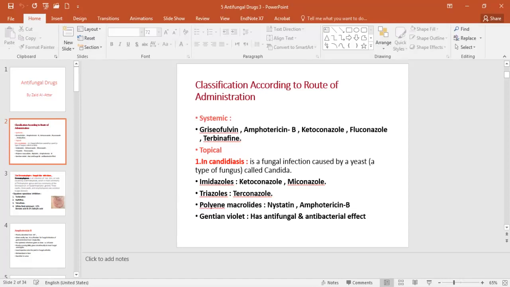هذا المفروض تماخذي بالميكروبيولوجي. These drugs used for candidiasis هي الجماعة الimidazoles including ketoconazole, miconazole, triazoles including terconazole, and choline macrolides including nystatin, amphotericin B, and others like gentian violet. gentian violet هذا فد drug يعني قديم نسبيا. It has antifungal and antibacterial effects.